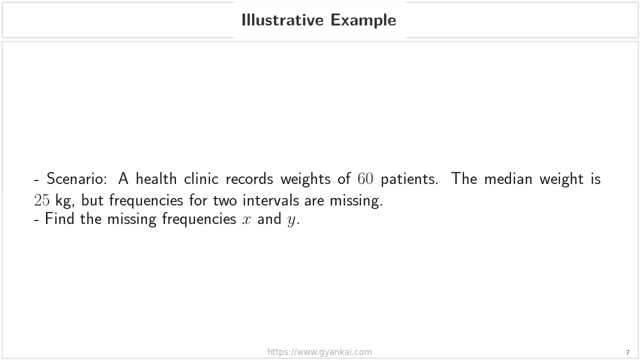Our objective for this problem is to use the information provided to calculate the specific values for these missing frequencies, which we will call x and y.